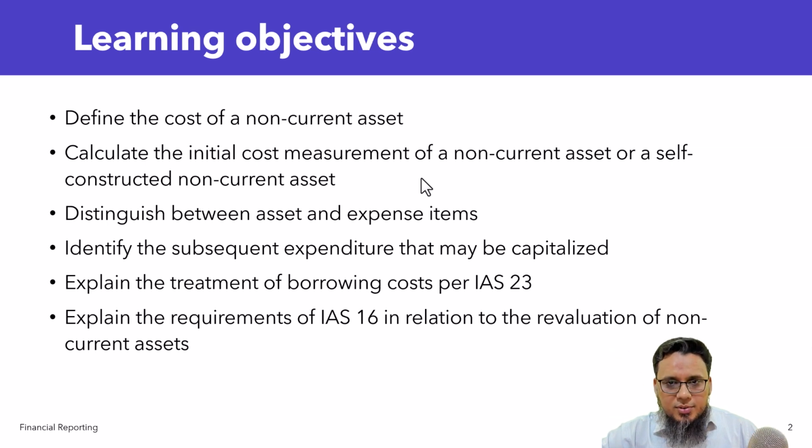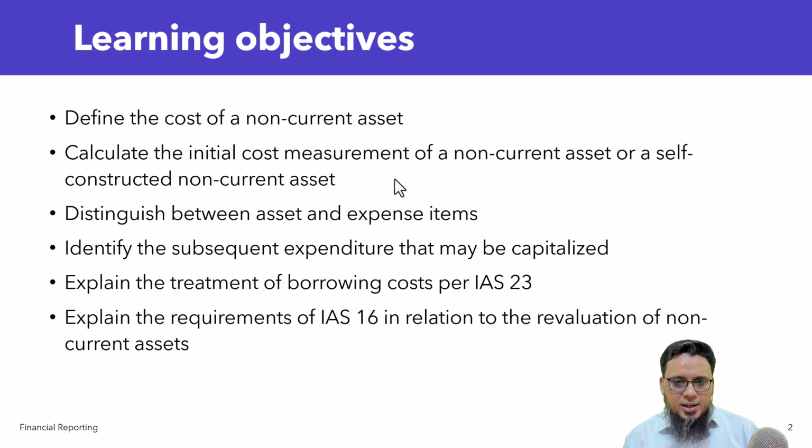Now, there are several learning objectives. Obviously, you should be able to define the cost of non-current assets. Now, if you're studying F7, these topics you might have already covered in your previous studies or elementary studies, but it helps to recall those key concepts and make those connections in the broader scale of things. We're talking about calculating the initial cost measurement of non-current assets or a self-constructed non-current asset. Then we are distinguishing between asset and expense item.